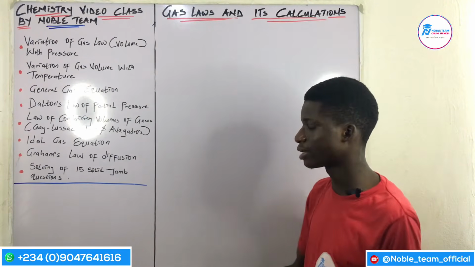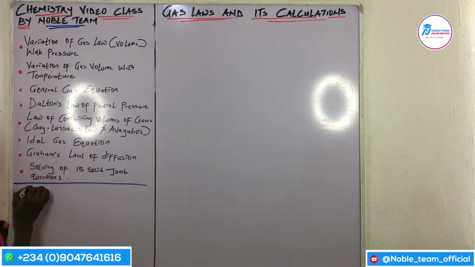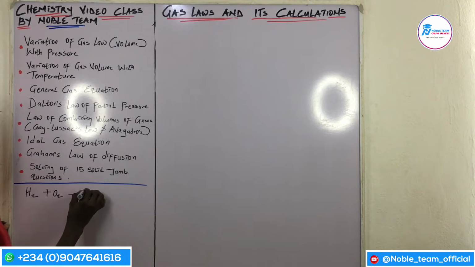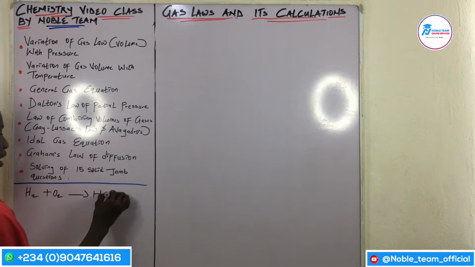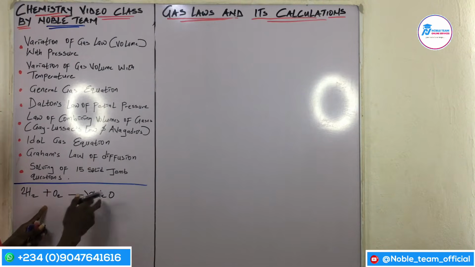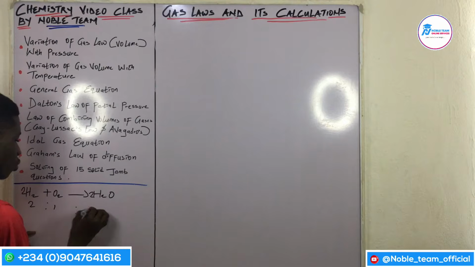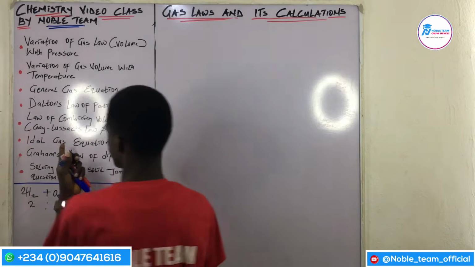Now what is this point trying to explain? Imagine I have H2 plus O2 to give me what? To give me H2O. So I need to balance this. I have to put 2 here and put 2 here. So how many hydrogen is here? 4. 2 times 2 is 4. How many oxygen is here? 2. So it simply means we have 2:1 is to 2. This is what this law is trying to explain.